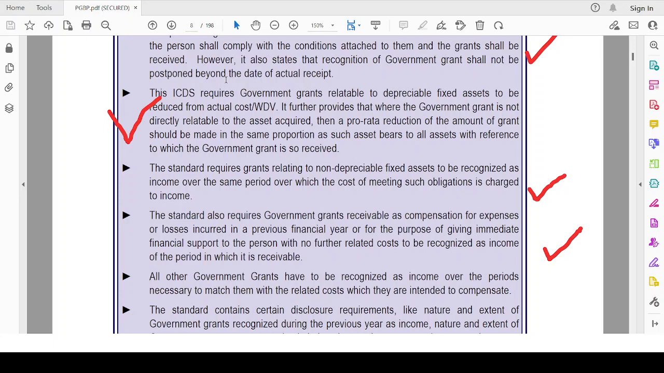If it is not directly relatable to an asset, then the reduction of the amount of the grant should be made in the same proportion as such asset bears to all assets with reference to the government grant so received. I'm not able to say specifically which asset. Say I have received a grant for a factory. Under the factory I have lots and lots of assets. So from which asset should I reduce this amount of government grant? The ICDS states that please do it in a proportionate method. Simple, as simple as that.